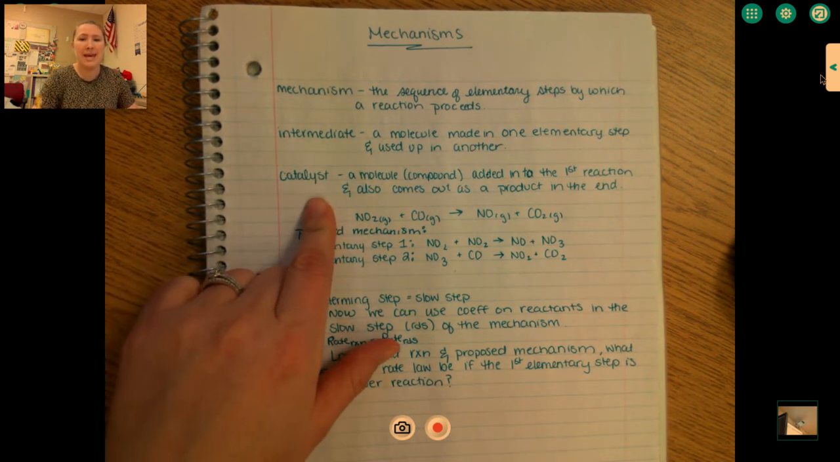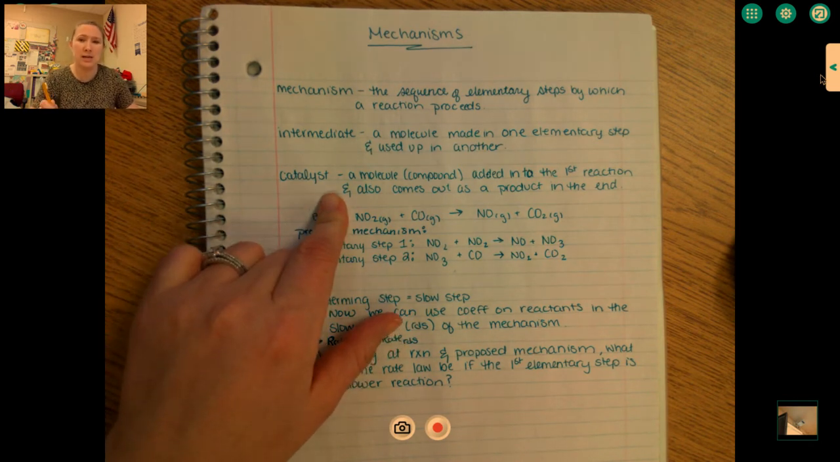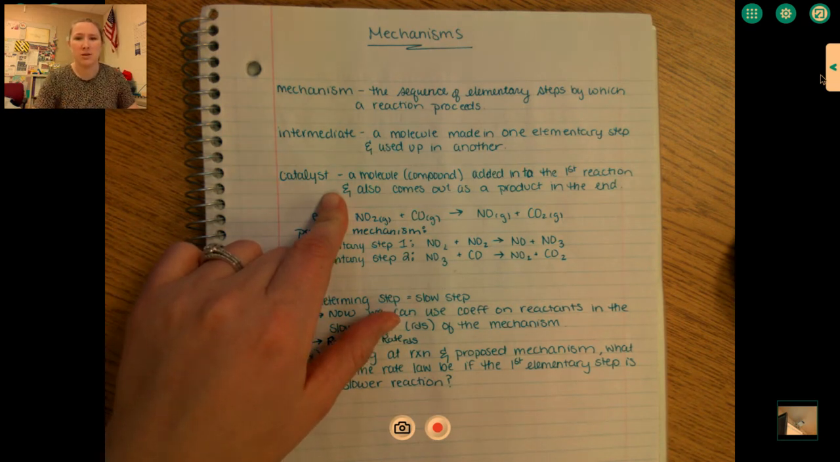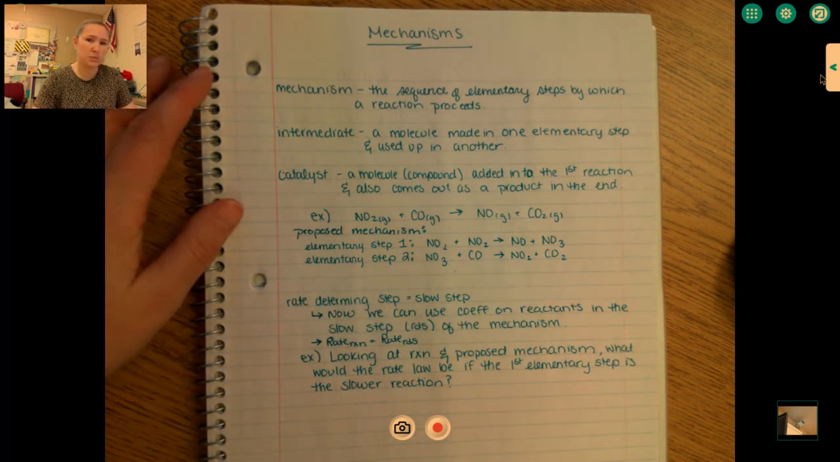And then remember, when we're looking at reactions, a catalyst is put in as a reactant and then comes out as a product, but it doesn't get used up. It just provides that alternative pathway to help our reaction happen, lowers that activation energy, so that way the reaction can actually happen in a timely manner.